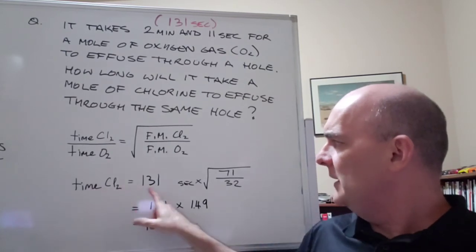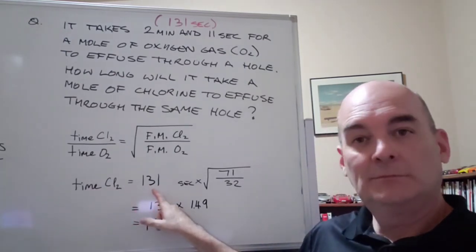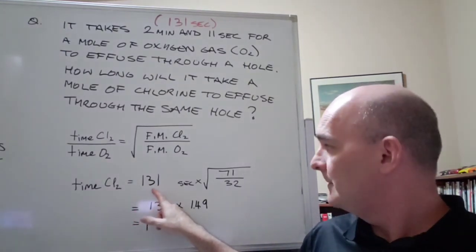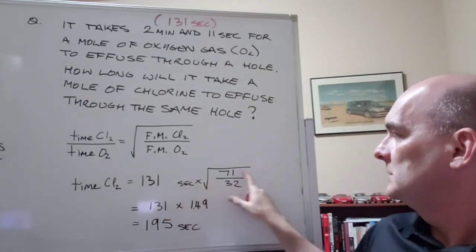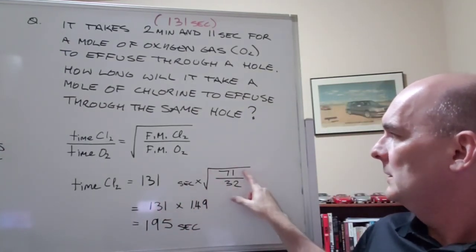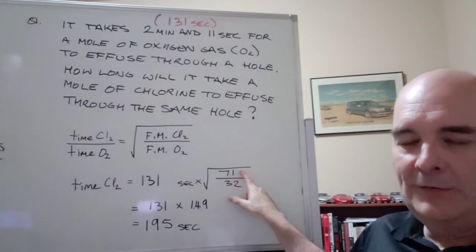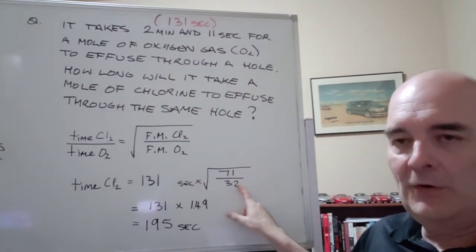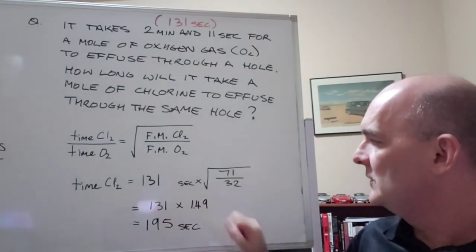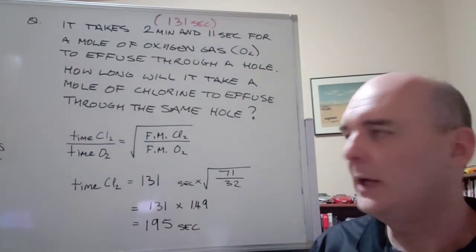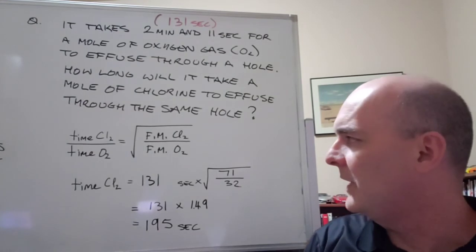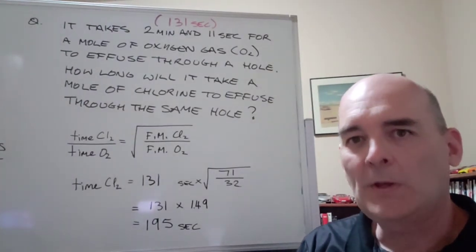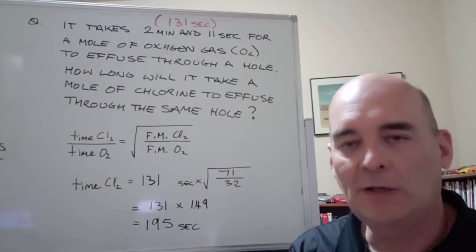So the time for chlorine is my time for oxygen in seconds, times the root of 71, the formula mass for chlorine, divided by 32, the formula mass for oxygen. That's 131 times 1.49, 195 seconds.